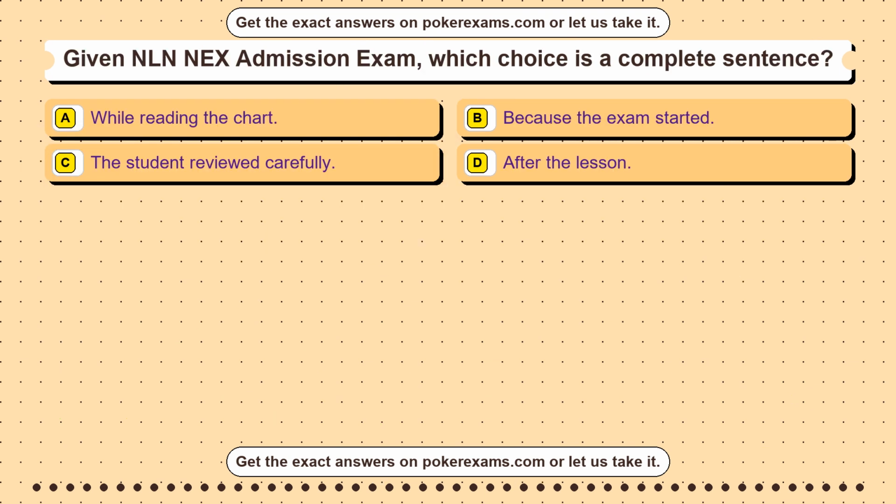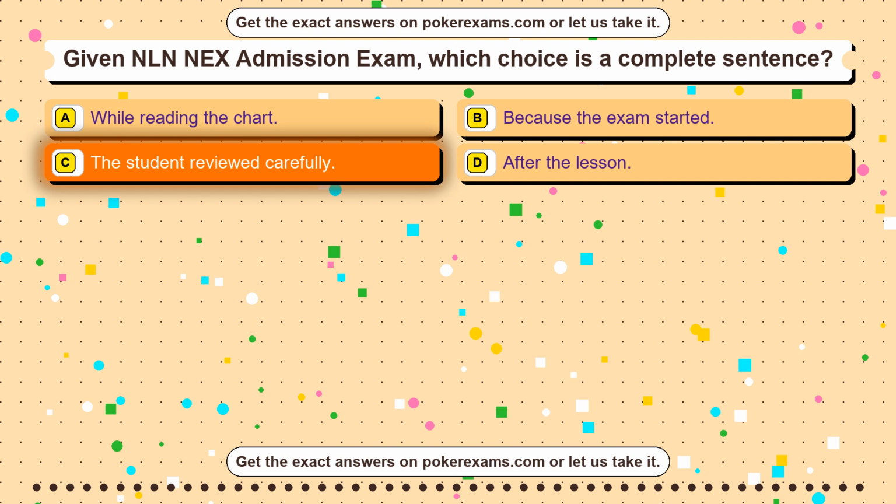Question 48. On the NLN NEX Admission Exam, which choice is a complete sentence? Option A, while reading the chart. Option B, because the exam started. Option C, the student reviewed carefully. Option D, after the lesson. The correct answer is option C.